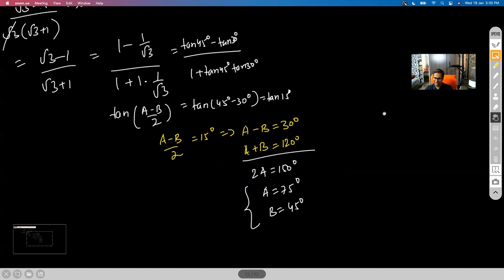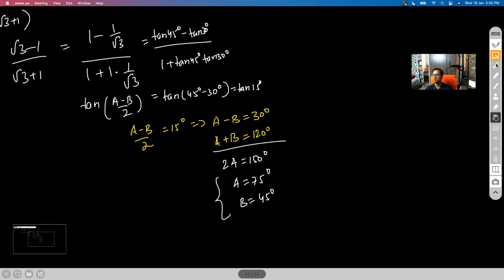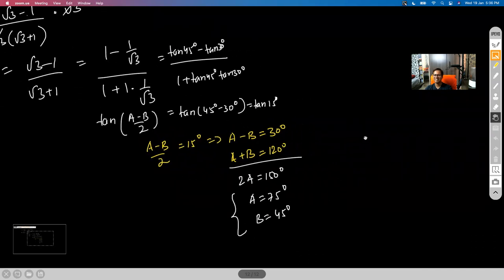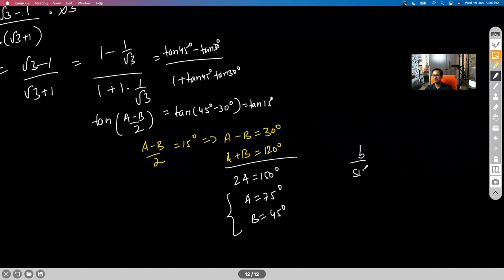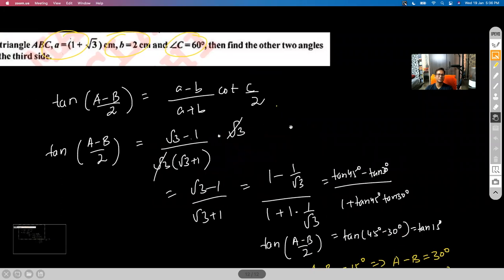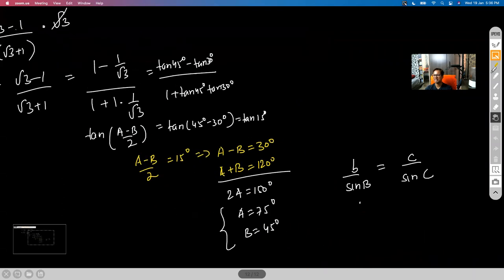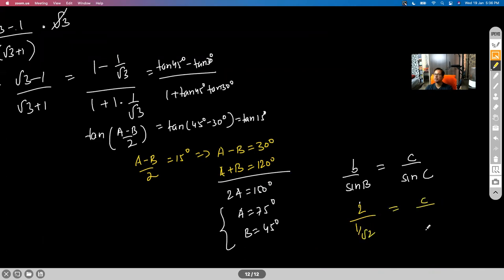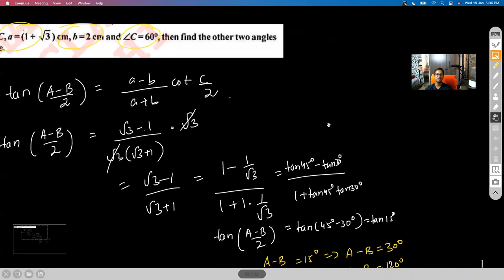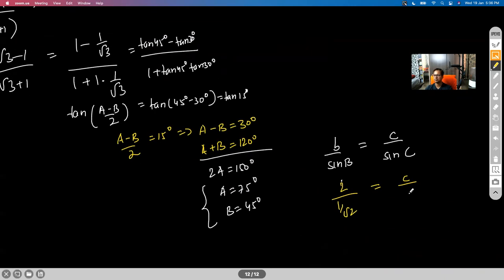Okay. Now in order to find my small c, not sine C, small c, I will use my sine law. Correct. So can I say b by sine B will be small c by sine C? b is given to you as 2. Sine B is 1 by root 2. Small c is not known to you. And sine C will be sine of 60 degrees. Sine of 60 degrees is root 3 by 2. Okay. Let's try to solve it.